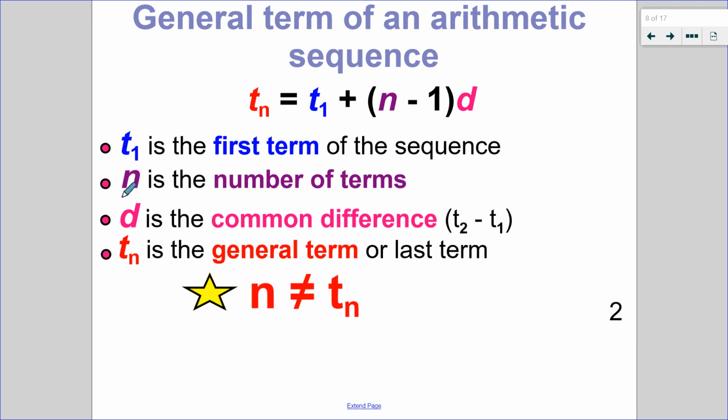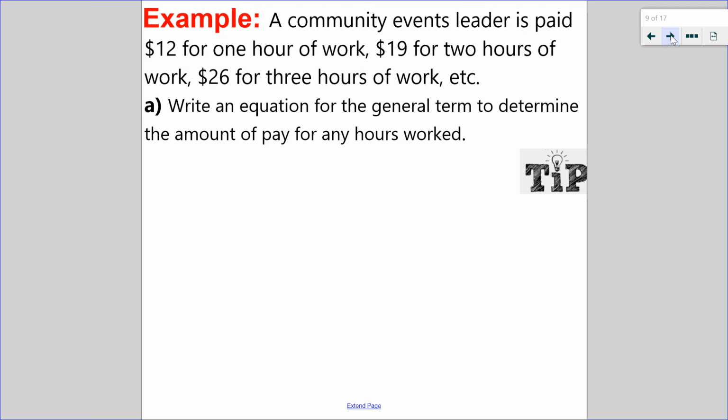N is for number of terms, so n with n. T sub n is for the general term. So n with n, number of terms, t with t, it's a term. So then we won't confuse those two together. Okay, let's try an example here.